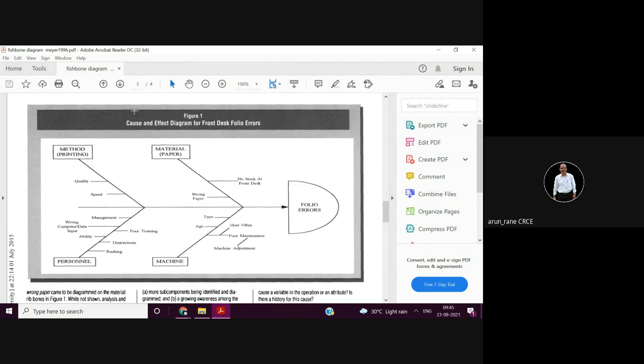That is, this is the effect, and what are the different causes? These are the causes. Like say, the effect is that a student got less marks, or say a student failed in the subject. So that is the effect. And what are the causes? It is also called the Ishikawa diagram because this was proposed by Mr. Ishikawa.